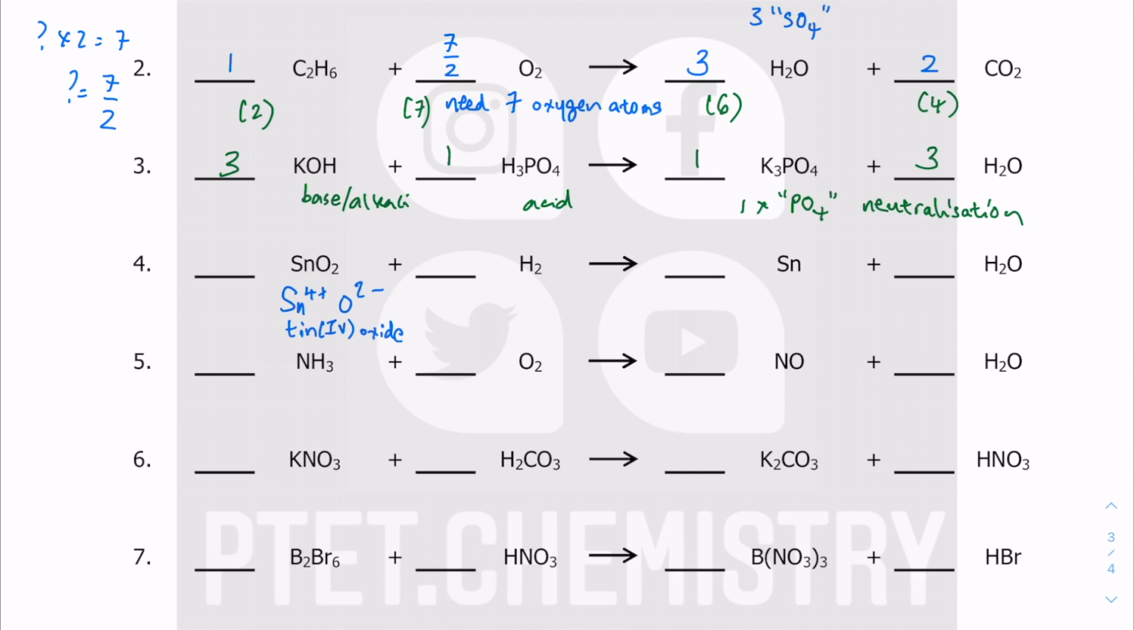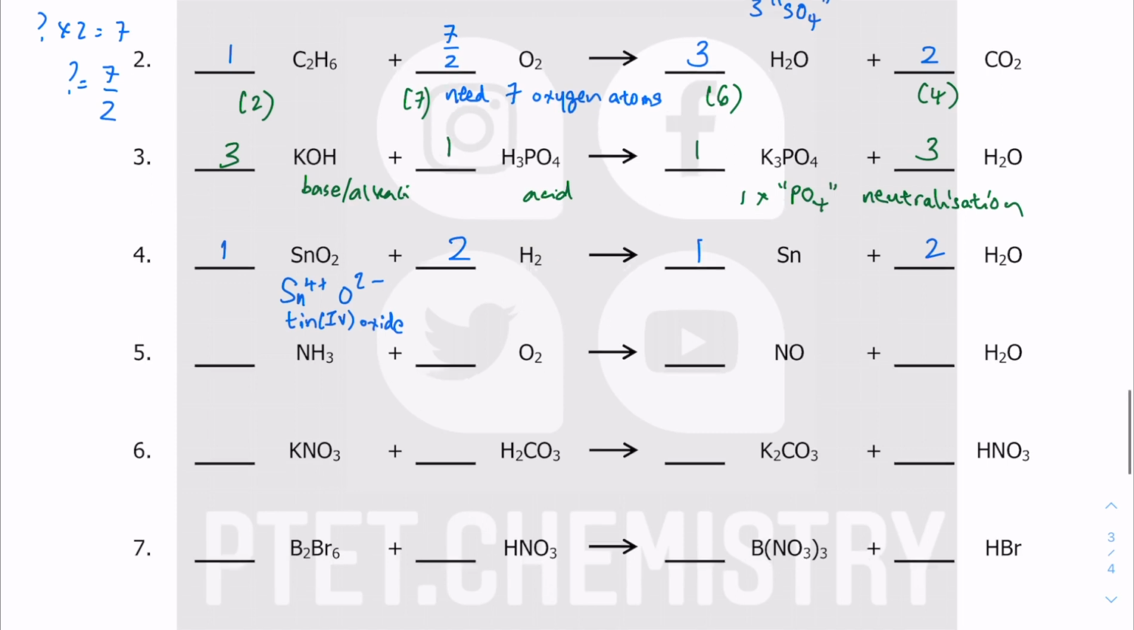So what we're doing here is, let's say I start from 1 SnO2, 1 of the tin, 1 times 1 is 1 tin, will give me 1 tin, and then 2 oxygen here, 1 times 2 is 2 oxygen, so this will give me 2 H2O because 1 oxygen there, 1 times 2 is 2 oxygen. Let's have a look at the hydrogen. 2 times 2 is 4 hydrogen atoms. Total on the right hand side is 4 hydrogen atoms. I need 4 hydrogen atoms, so I need 2 H2 molecules because 2 times 2 is 4 hydrogen atoms.